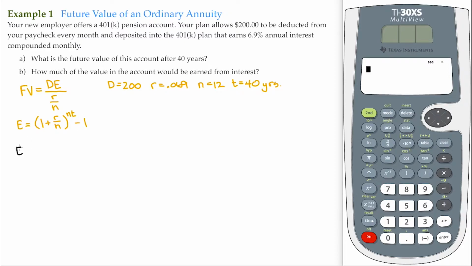So E is equal to 1 plus the rate. That's 0.069. Over the number of pay periods, that's 12. That's then 12 times 40 years. That's the length of it. And then we'll minus 1. Now, since I need this R over N for the future value, I'm going to determine this separately. So we'll do 0.069 and divide that by 12.